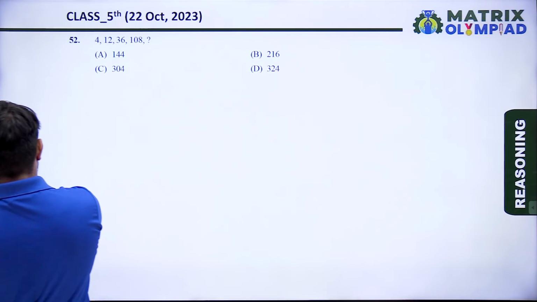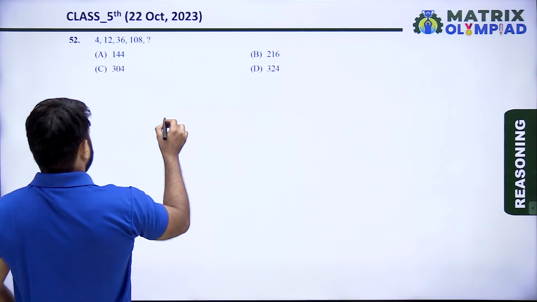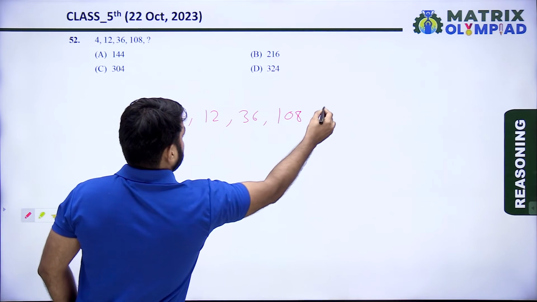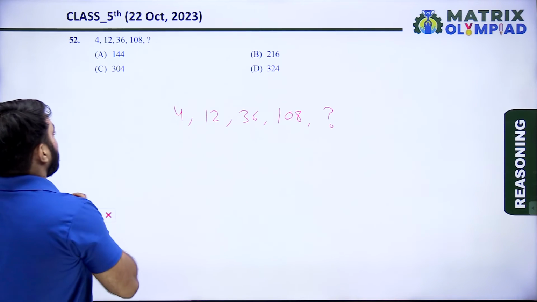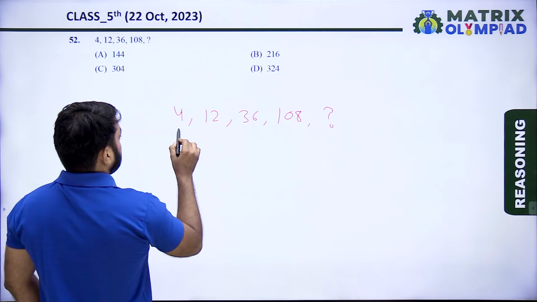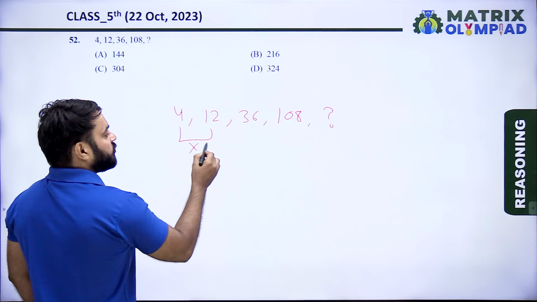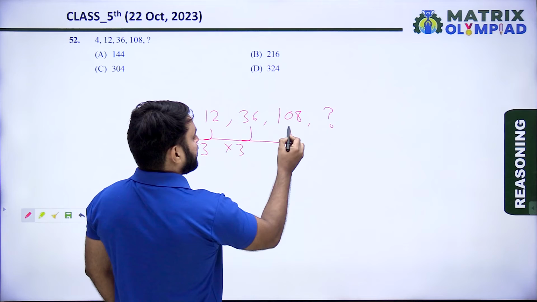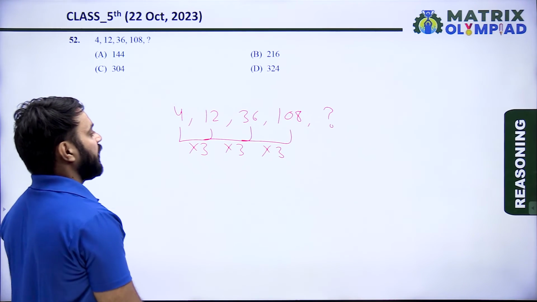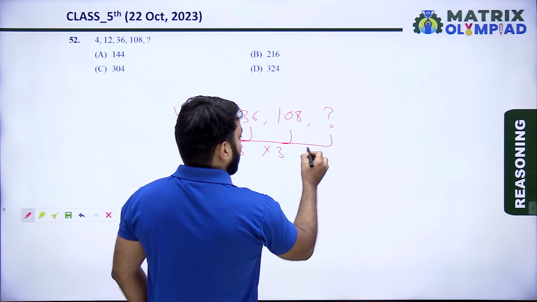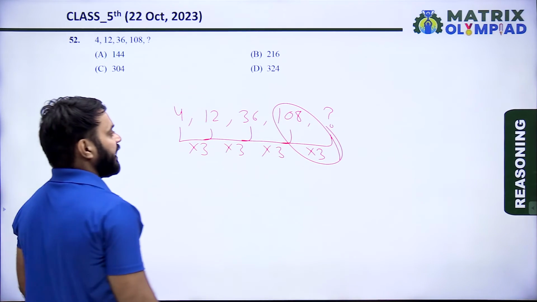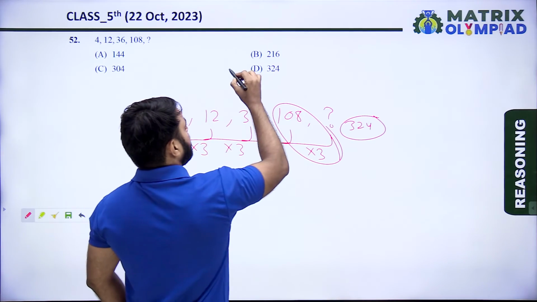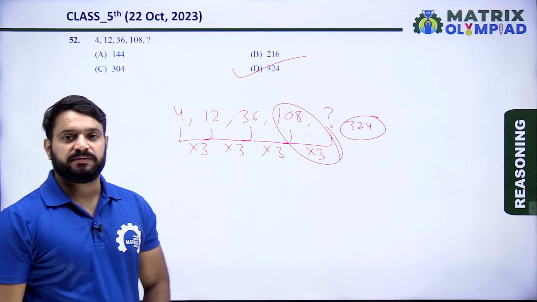So next question is question number 52. Series is 4, 12, 36 and 108 and find the next term. So find the pattern of the question. 4 multiply by 3 is 12. Now 12 multiply by 3 is 36. 36 multiply by 3 is 108. Now similarly 108 multiply by 3 is 324. It means option D is the correct answer of this question.